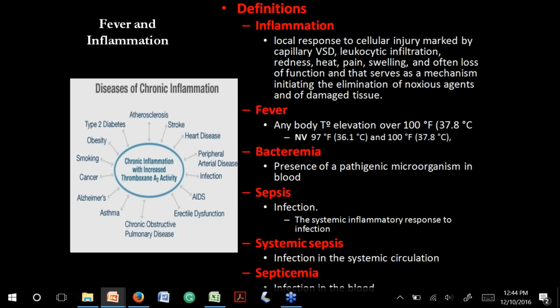So some definitions are coming for your next courses in the future. Fever definition: 97 up to 100 is the normal value. Bacteremia, presence of bacteria in blood. Sepsis means infection. Systemic sepsis, infection of the systemic circulation. Septicemia, infection of the blood. Be careful because sepsis, septicemia, and systemic sepsis have similar definitions.